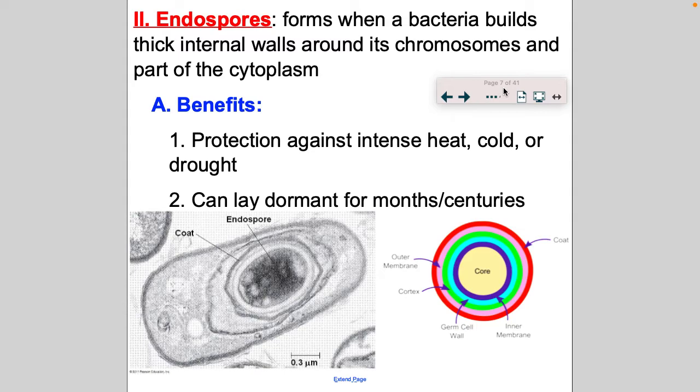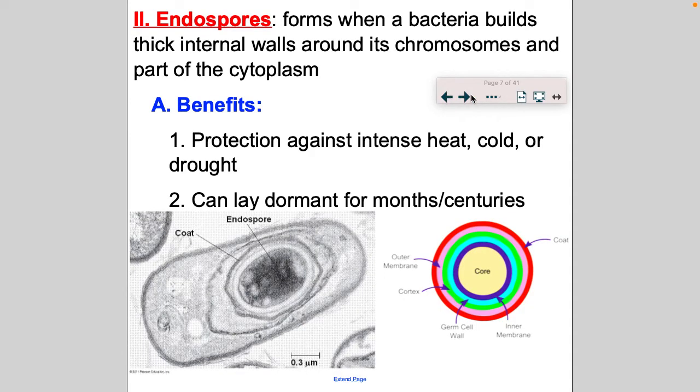Bacteria cells also have the ability to lay dormant for maybe months or centuries. And how they do that is they form an endospore around their chromosomes to protect it. So think of a jawbreaker with multiple layers. So an endospore is basically many, many layers going around their genetic information to protect itself from intense heat or cold or drought. And then when conditions are ideal, then they will shed these coats and then become active again.